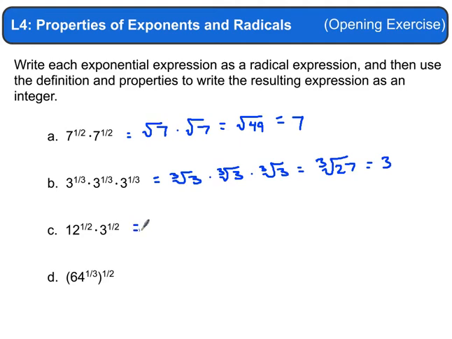So here we get the square root of 12 times the square root of 3. And so we multiply it together, we get the square root of 36, and then our result is 6.